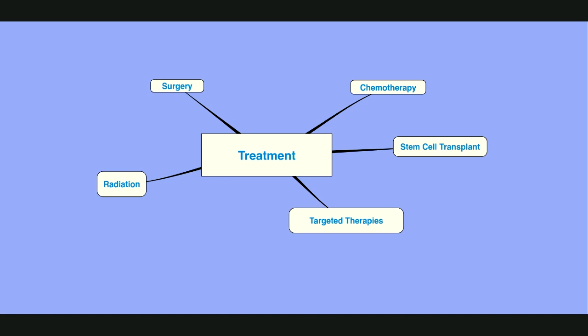Stem cell transplant. This is the replacement of bone marrow destroyed by cancer cells. So this is another method of treatment. Know that this kind of sets the patient up for risk for infection because that bone marrow has been coming into play. And then you have your targeted therapies.